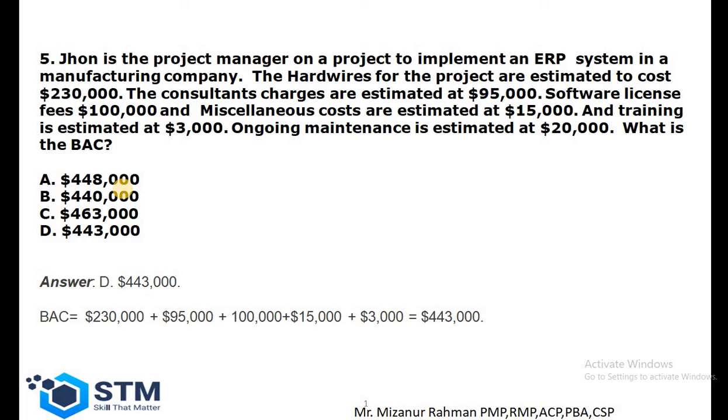So here we have to find out that ongoing maintenance cost is not a part of the project. So the remaining costs, that are part of my project cost, will be the budget at completion. So we have to add the hardware cost, consultant charge, software license, miscellaneous and training cost. All together it will be $443,000. The correct answer is D.